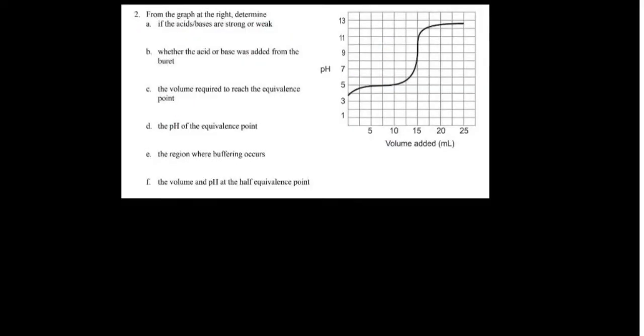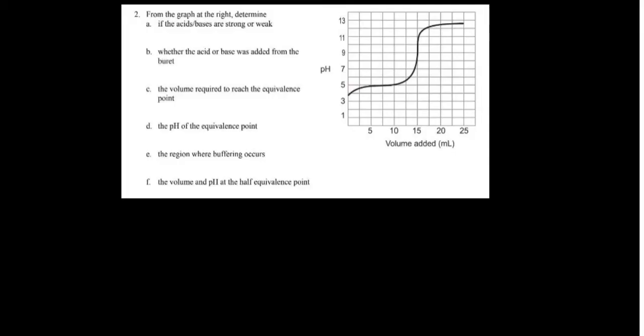We are now on the second question. From the graph, we are supposed to determine the following. A says whether the acids or bases are strong or weak. Let's try to observe the curve that we have. Where are we starting from? We are starting from somewhere around 4, and then we are going up to 13. What comments could we make? Is it a strong acid?